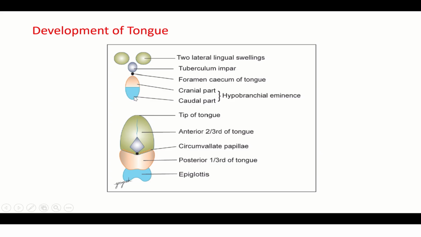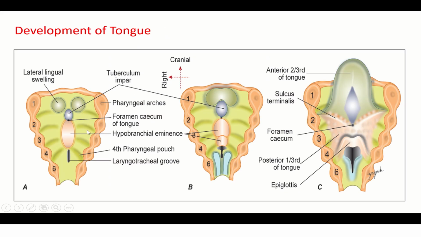caudal part. So, the lingual swellings and tuberculum impar will contribute in the formation of the anterior two-thirds of the tongue, whereas the cranial part of the hypobranchial eminence will contribute in the formation of the posterior one-third of the tongue, and the caudal part of the hypobranchial eminence will contribute in the formation of the epiglottis. So this is the overview, and let us see the same thing with relation to the pharyngeal arches.